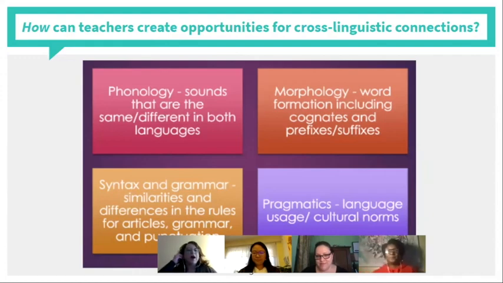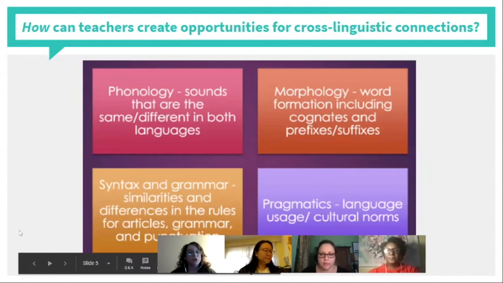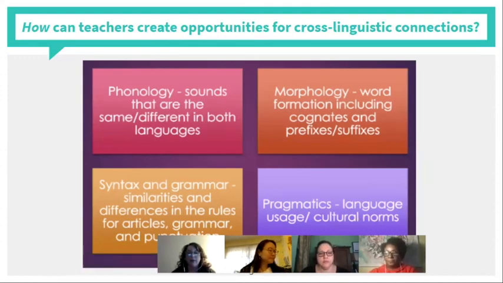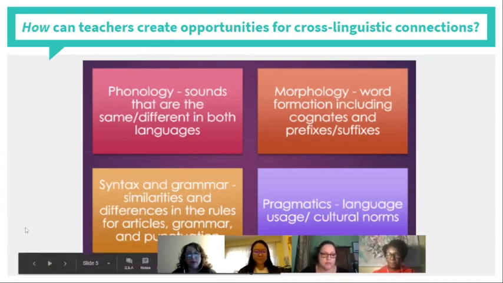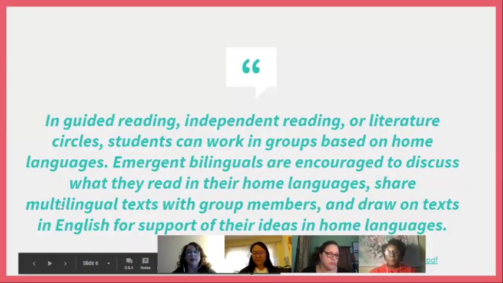It's not so strange. Okay, so when you're thinking about multilingualism and creating opportunities, you want to be really strategic about it. What aspects of the languages are shared? What are some of the sounds that are the same? What are cognates that the students might know or might need pointed out for them? So this is sort of the linguistic rationale for creating these cross-linguistic connections.